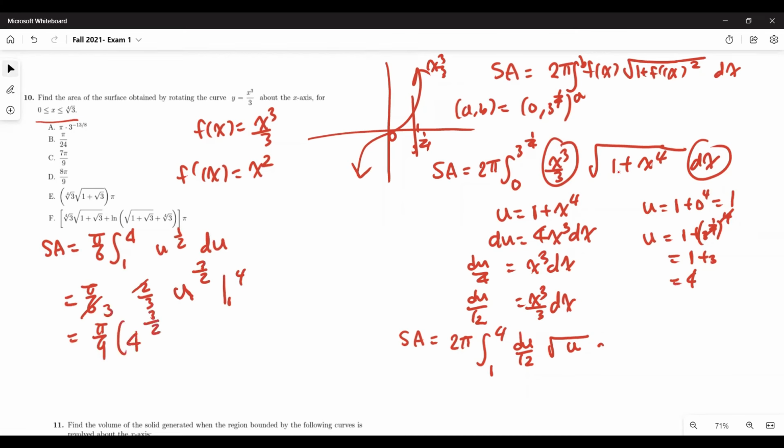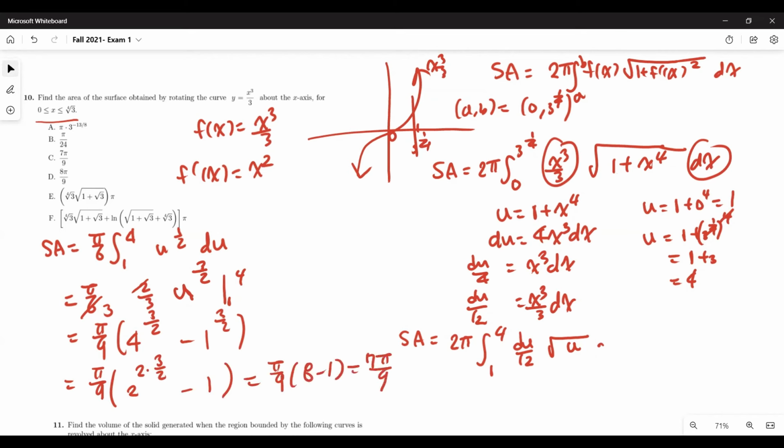So 4 to the 3/2 power minus 1 to the 3/2 power, which is pi over 9 times 2 cubed minus 1, which is pi over 9 times 8 minus 1, so 7 pi over 9. So the answer is C.